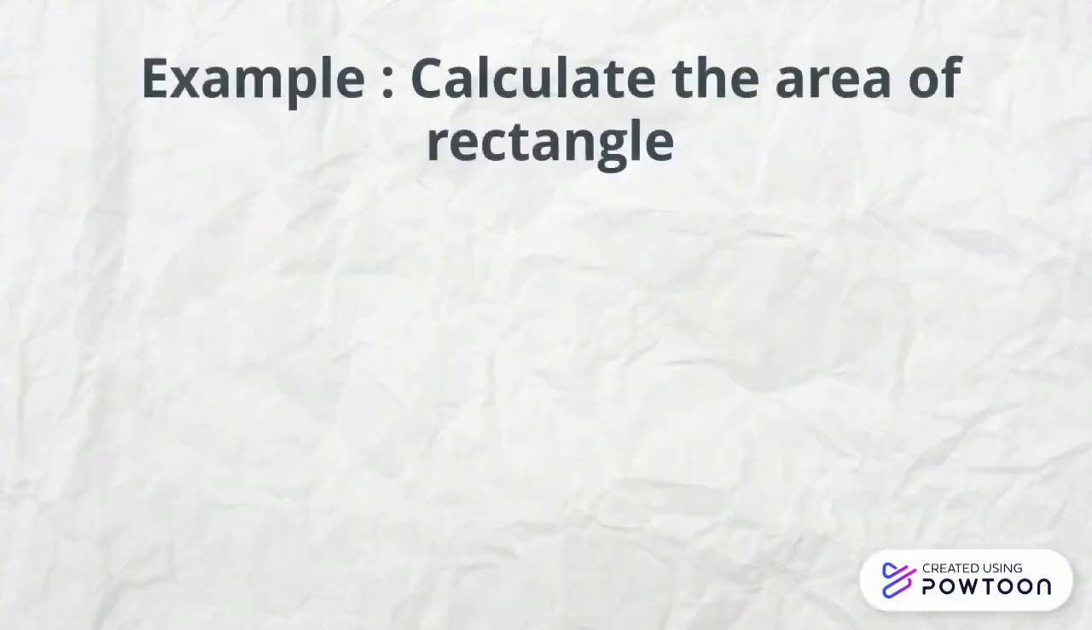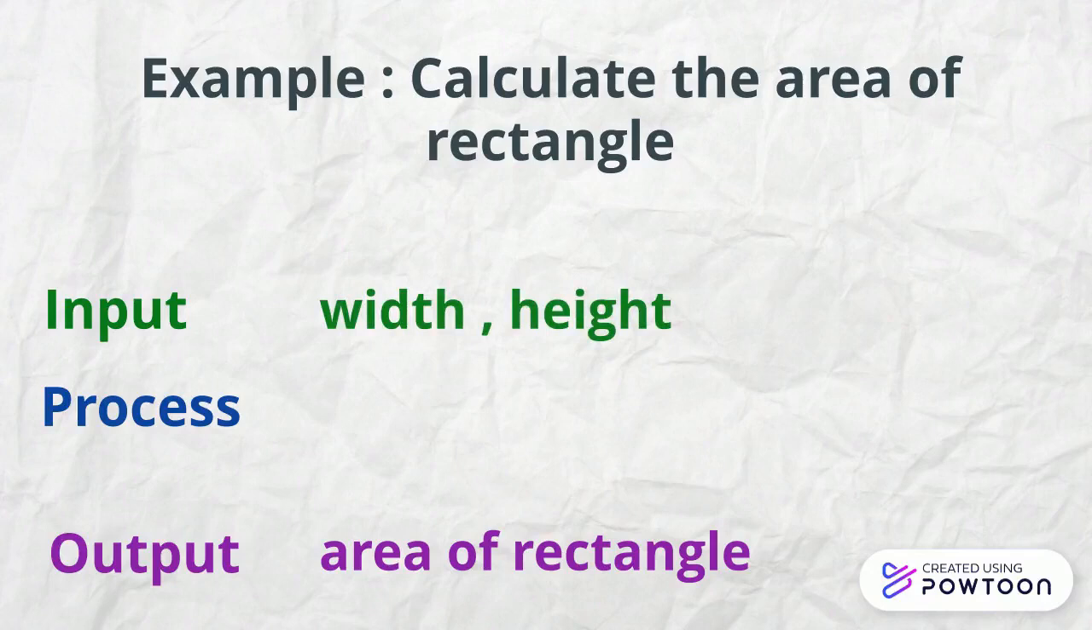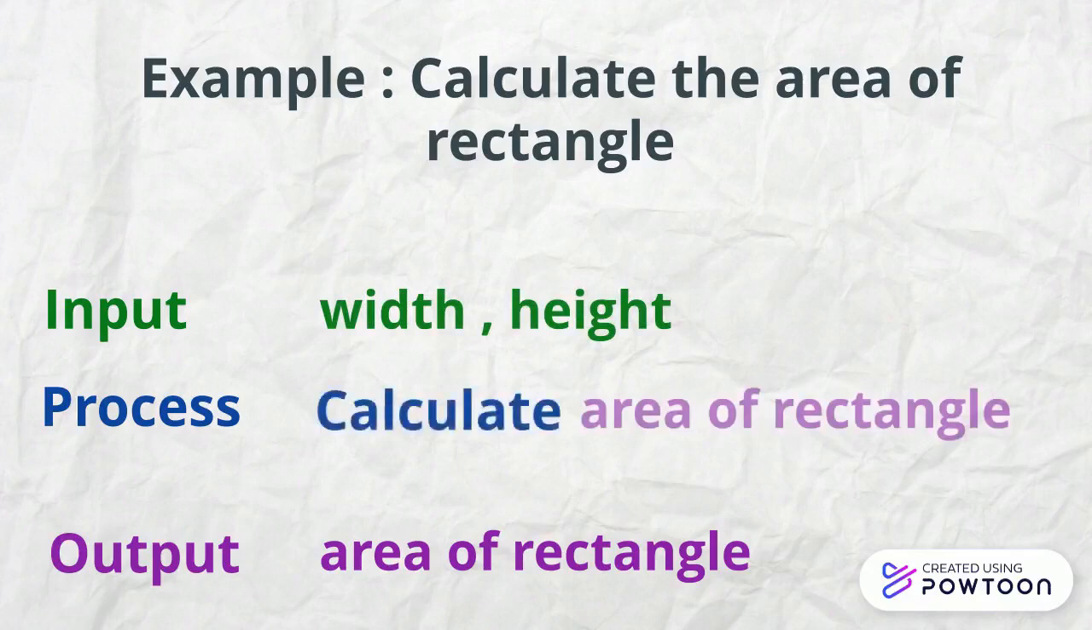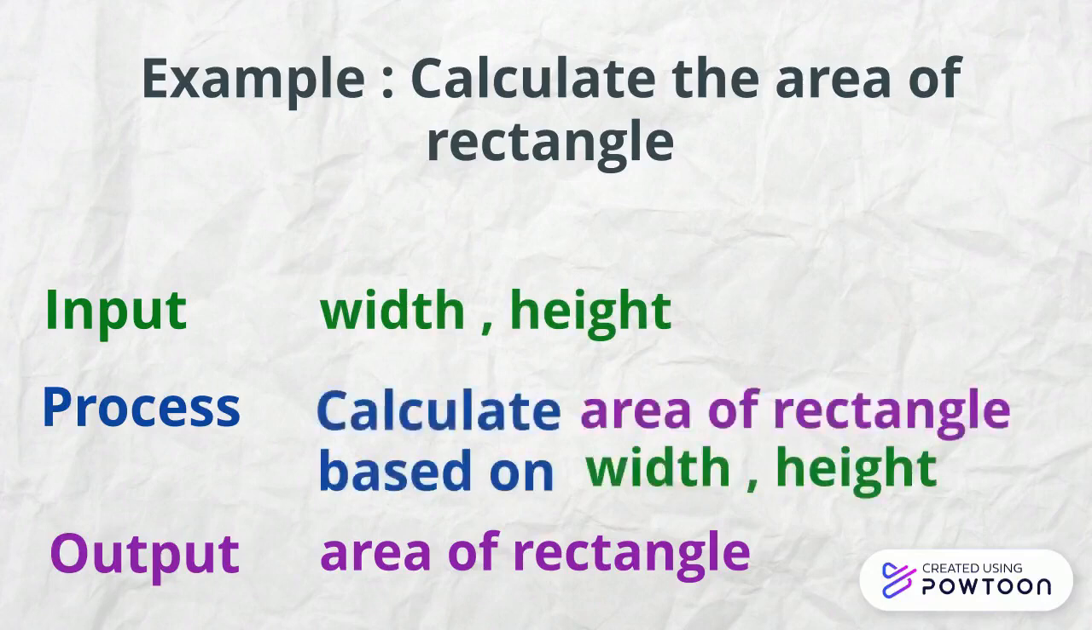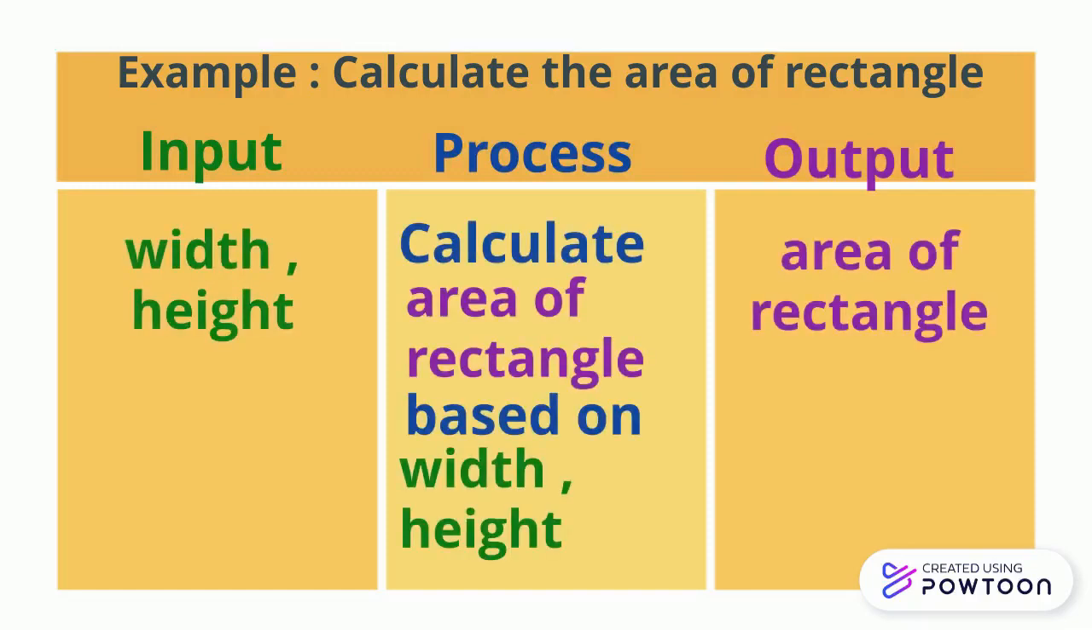Let's list it down. Output that we're looking for is area of rectangle. To get the area we need to know the width and height. For the process we can write it down combining the input and the output. The problem analysis can also be represented using IPO, input, processing, output, chart.